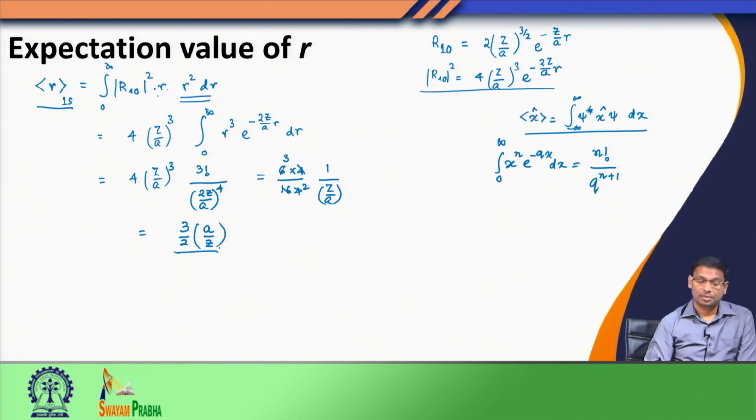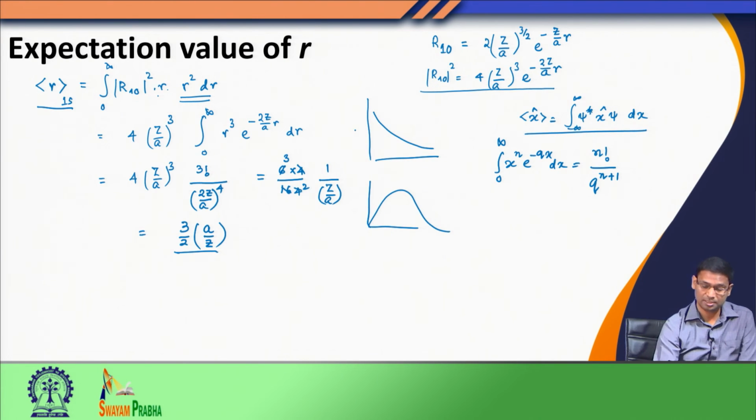What does this mean? When z is 1 for hydrogen atoms, this is simply 3 by 2 of a. So, this would say that for the 1s orbital, the value of r where the probability density is maximum is Bohr's radius a, but the average value is different. If you remember, the wave function was like this and the radial distribution function was like this. So, the maximum value was a, but the average value turns out to be 3 by 2 of a.